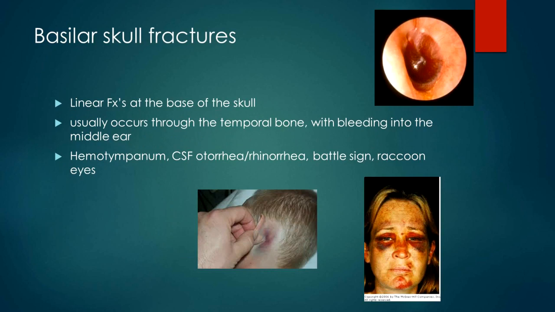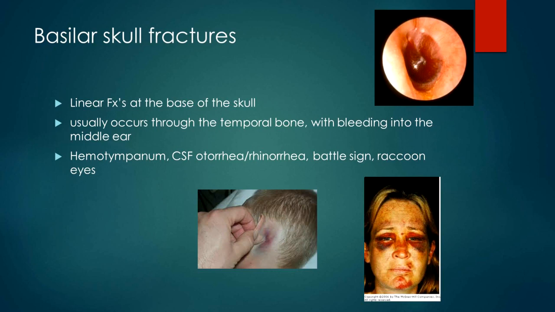Basal skull fractures, or basilar skull fractures. This is a linear fracture at the base of the skull, usually occurring through the temporal bone. It can cause bleeding into the middle ear, which is hemotympanum. Other signs that you can see are CSF otorrhea or rhinorrhea, and that'll be that clear fluid leaking from the ears or the nose. And you can do some spot testing on that to look for a halo sign or other things to see if it has CSF coming out.